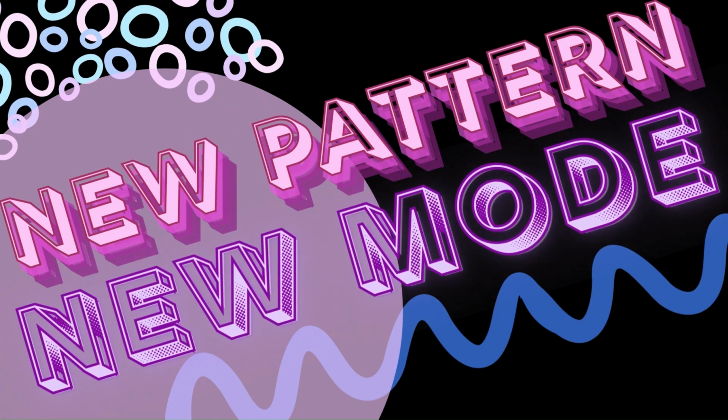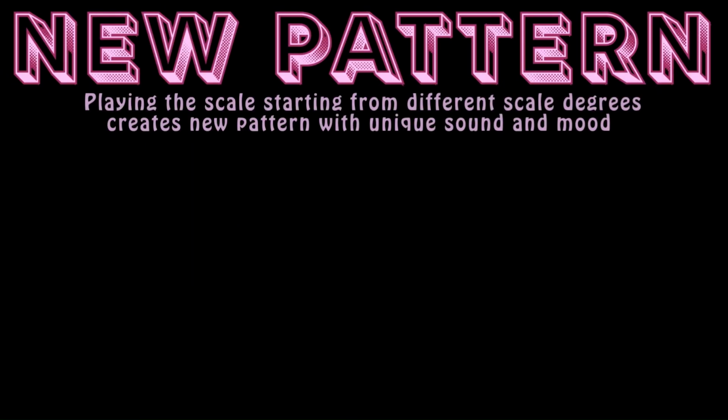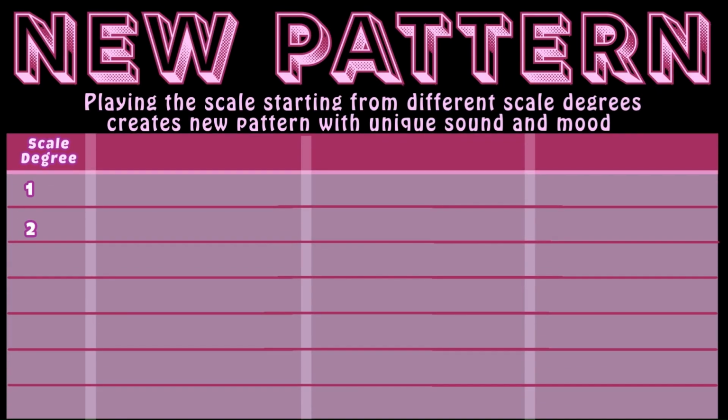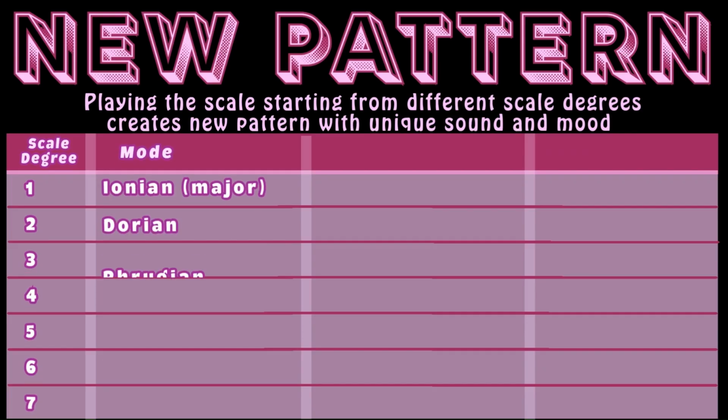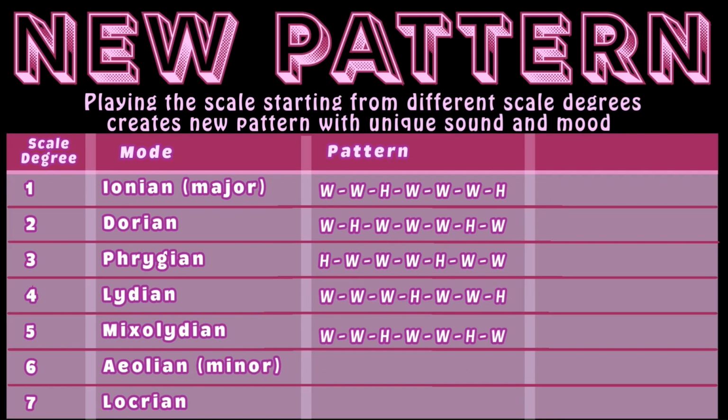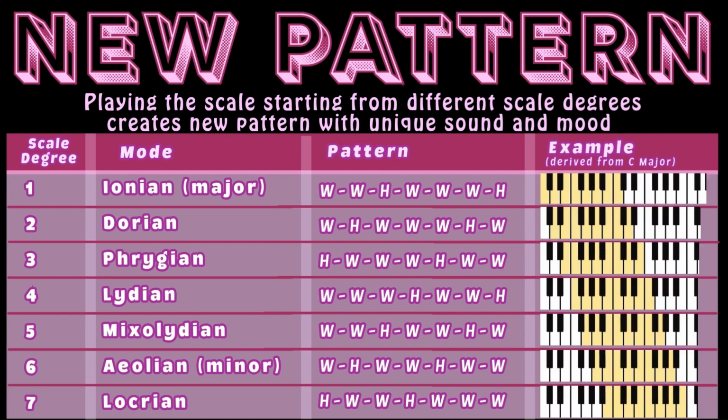You can continue to find and play in different modes by adjusting the pattern the same way we did for the Dorian scale. If you play the same notes from the major scale but start on a different note or scale degree, you have a new mode with a new pattern. Here's a quick chart of how each mode is made and their patterns with an example of how it looks on the piano using C from C major as the first scale degree. Pause the video if you want to take a deeper look.